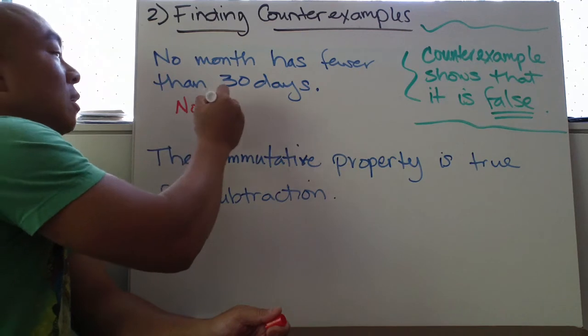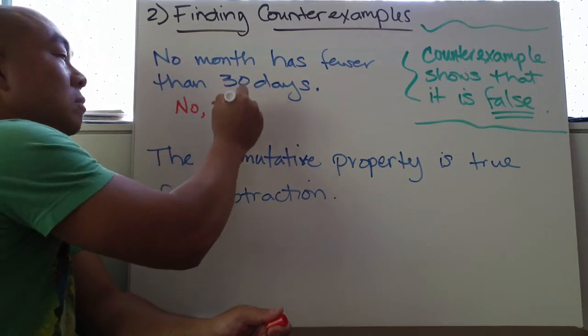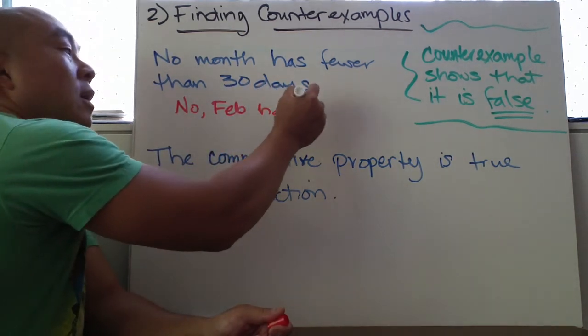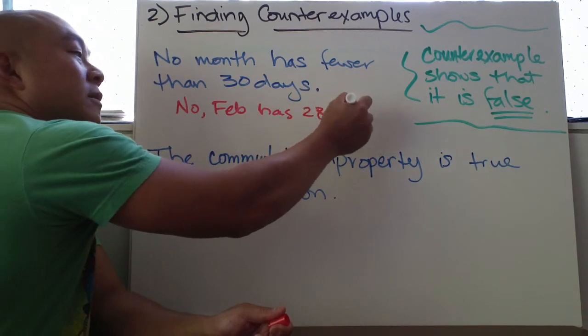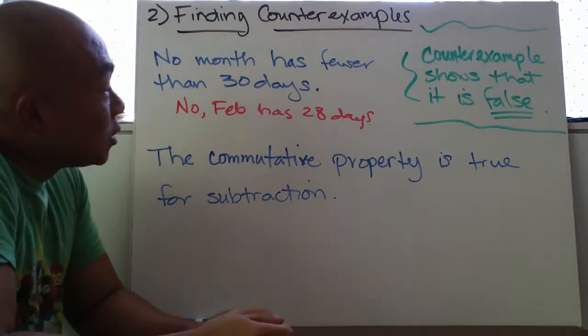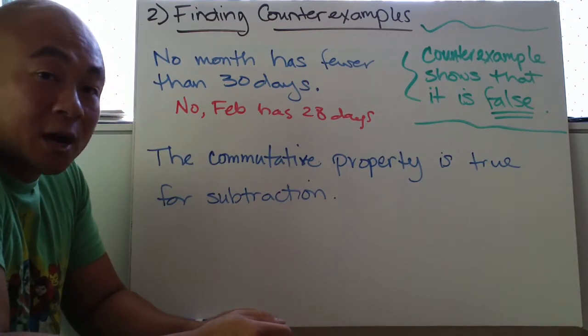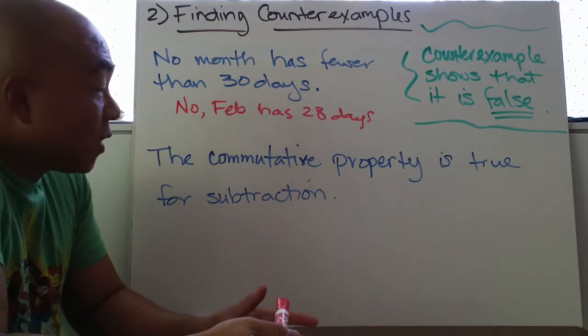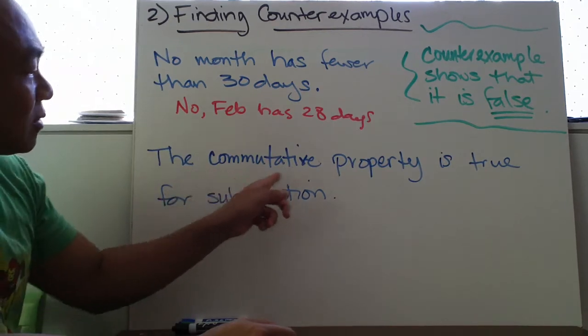No, February has 28 days. So all you're really doing when you're trying to find a counterexample is finding something that makes it false. So let's talk about the commutative property.